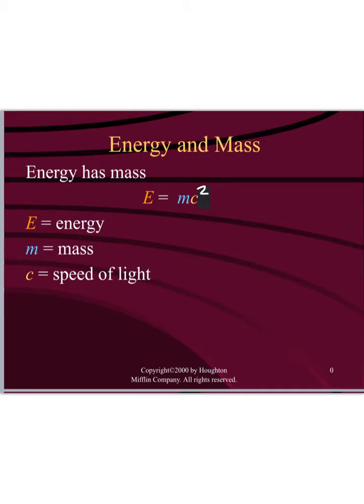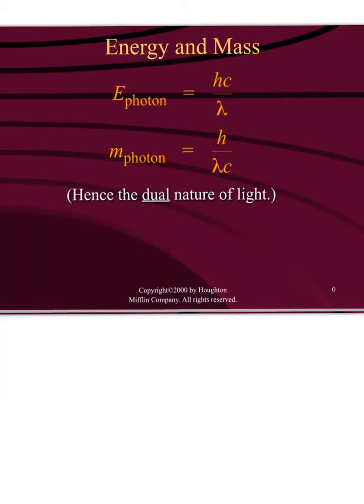Now we're going to get into Einstein's equation. Einstein is famous for his E equals mc squared equation. He is associating energy and mass, and c represents the speed of light. If we take a look at this equation, it is showing us how energy and mass are very much related.